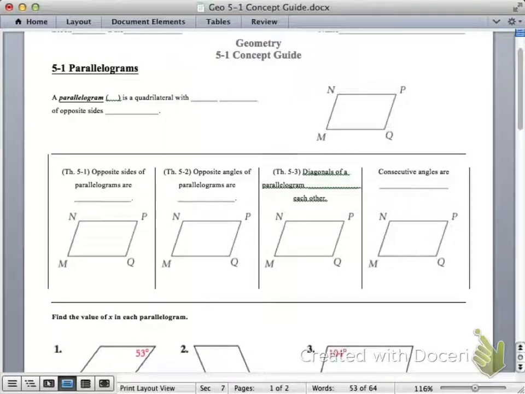All right, it's chapter 5 time. We're going to be talking about quadrilaterals here in chapter 5. The first one we're going to learn about, which will carry over into lots of this chapter, is about parallelograms.